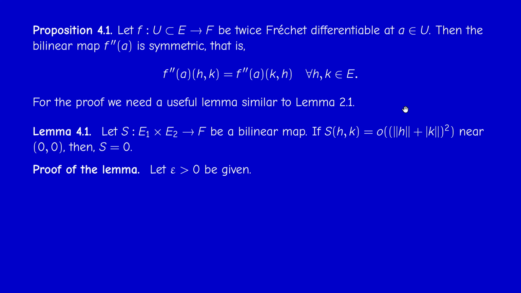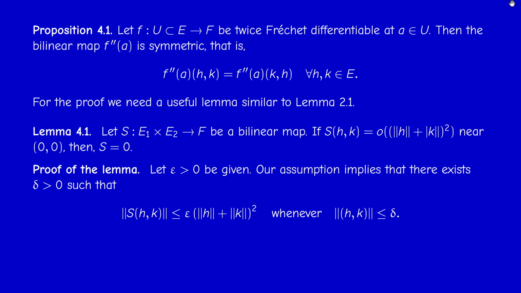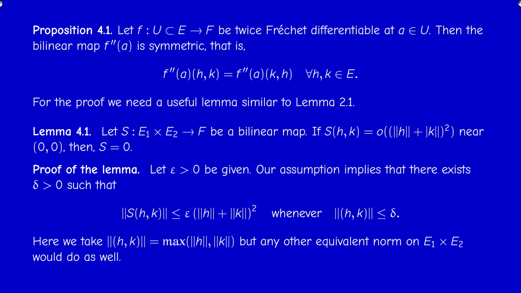So we prove that we don't need to assume that S is bounded, because it will follow that S is bounded. So we have to prove that S is bounded and its norm is less than any positive number. So let epsilon be given. This assumption precisely means that for (h,k) small enough, less than a number delta, then the norm of S(h,k) is less than epsilon times the square. Of course here we take the norm of (h,k) to be the maximum, but you can take the sum if you like, or the Euclidean norm, doesn't matter.